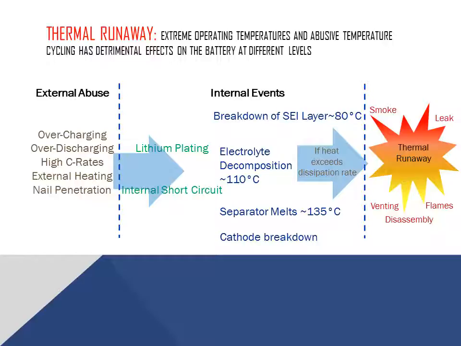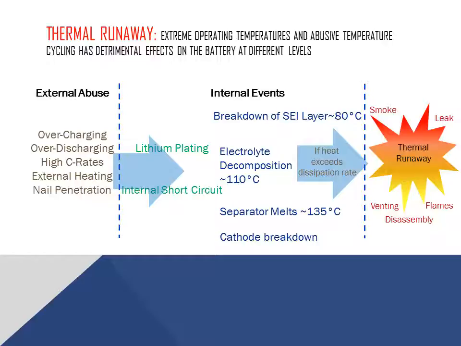Batteries may go into thermal runaway when subject to one or a combination of the following abuses. We are looking at the left column of your screen. Overcharging, overdischarging, high C rates, external heating, and nail penetration. Although all of these conditions lead to thermal runaway, the mechanisms that initiate it may be different. The two most common cases are lithium plating and internal short circuit.